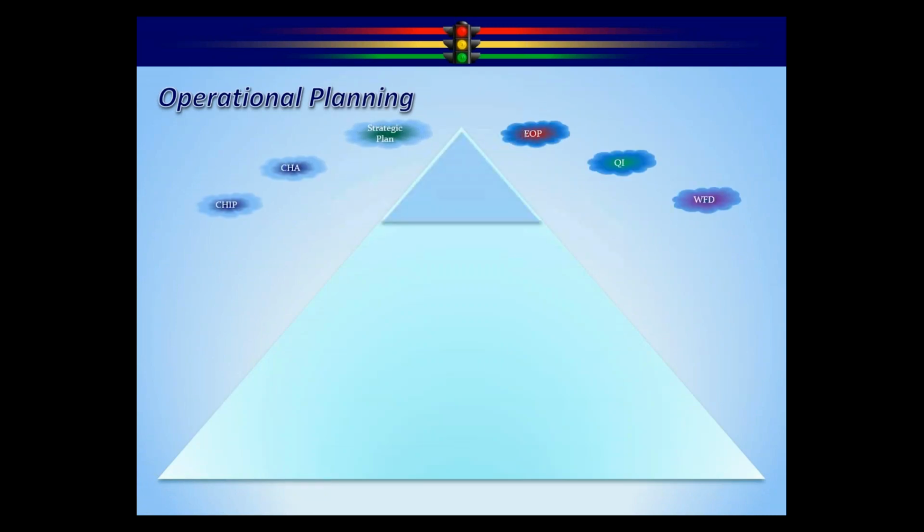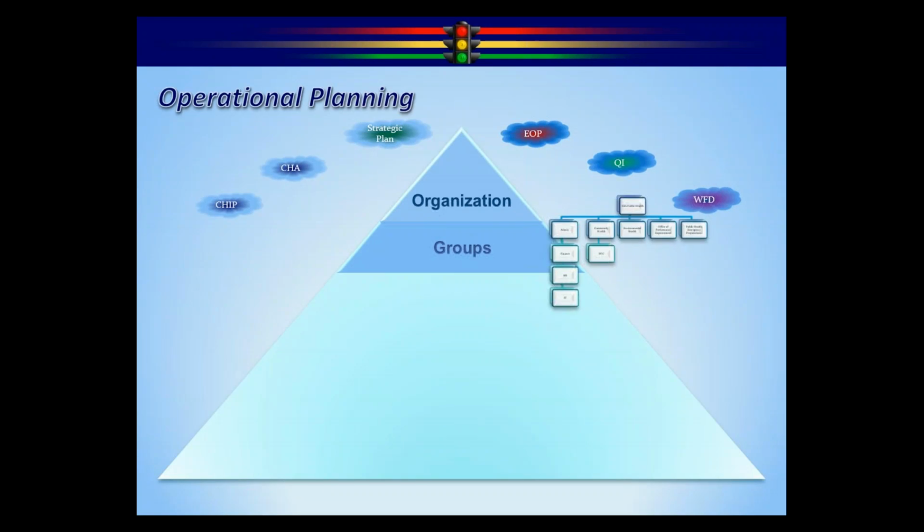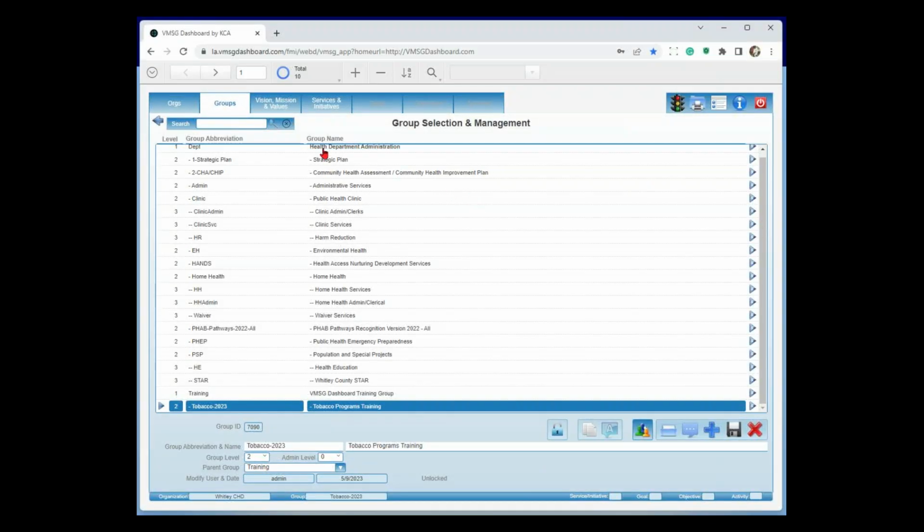So again, to review the pyramid model, the top is the organization, your health department. Underneath that are the groups. The groups are divisions, offices, programs, and primary plans. So let's look at the group structure in your department. At the very top, level one group is the department. Underneath there, we've got the strategic plan, the CHA CHIP. We have a group called administrative services. Then we have a group called clinics. Under clinics, we have clinic admin, clinic services, HR, environmental health.